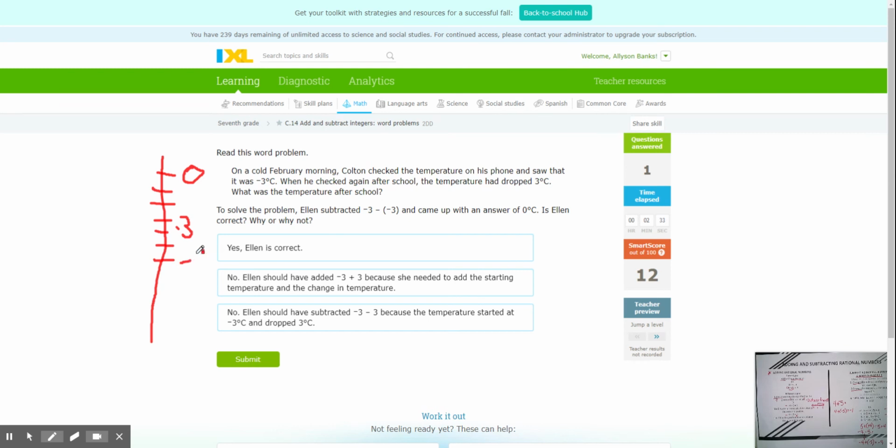So it looks to me like the temperature should be -6, not 0, because if we were saying -3 minus -3, that's actually doing add the opposite, change, which means it would be -3 plus 3, which is 0. And I don't believe the temperature went up to 0. So I don't think Ellen is correct. No, Ellen should have said -3 plus 3 because she needed to add the starting temperature to change the temperature. That would also equal 0, so that one's incorrect. Because -3 minus -3 is the same thing as saying -3 plus 3. No, Ellen should have subtracted -3 minus 3 because the temperature started at -3 and dropped 3. I agree with this one.